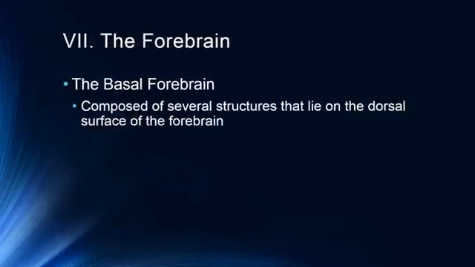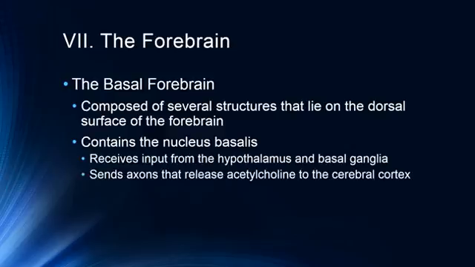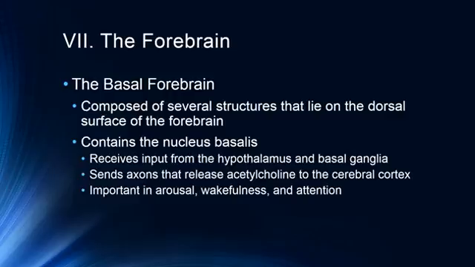The basal forebrain is composed of central structures that lie on the dorsal surface of the brain. This includes the nucleus basalis, which receives input from the hypothalamus and basal ganglia, and which sends axons that release acetylcholine to the cerebral cortex. This is important in our arousal, wakefulness, and attention. This forms part of what we call the default network, whereby we're at our normal level of arousal and wakefulness. And that can be activated when we have a greater or sudden need for attending to important stimuli.